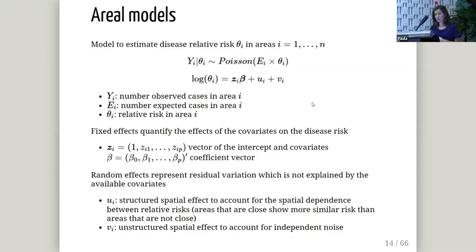Okay. So here this is the model, and we can put covariates and random effects. For the random effects, for example, we can include a spatial random effect to recognize that areas that are close to each other have similar risk, like neighbors have similar risk. And also an unstructured random effect to acknowledge that it's possible that two areas are very close to each other, but the risk is independent. So that's a possibility.